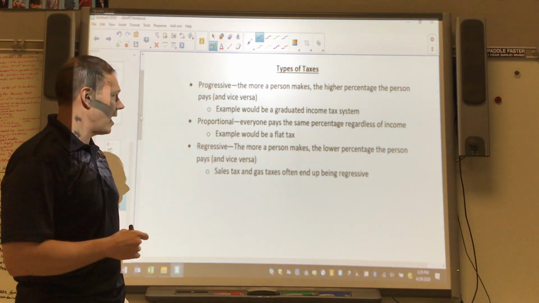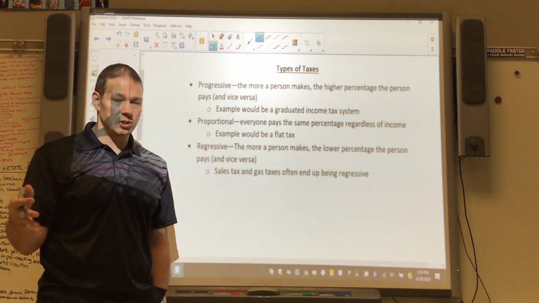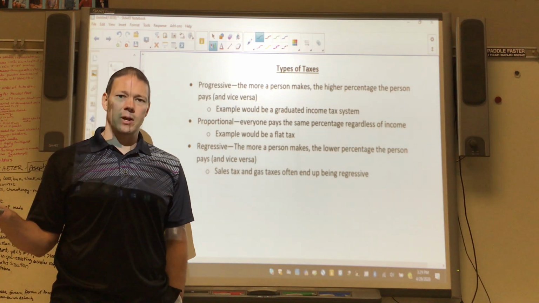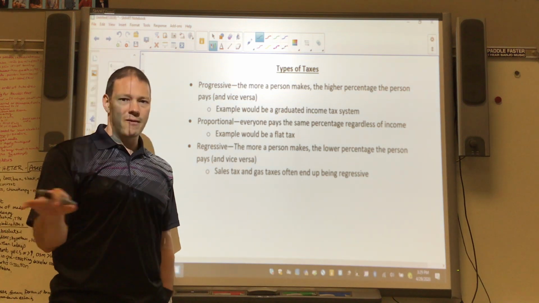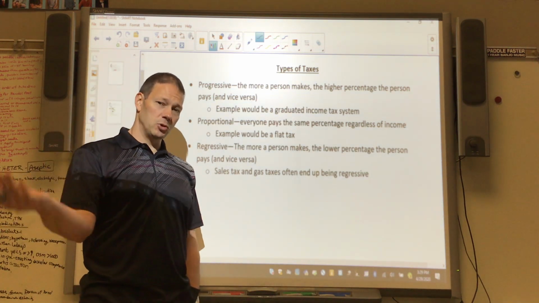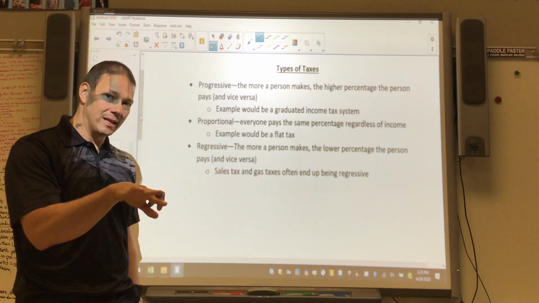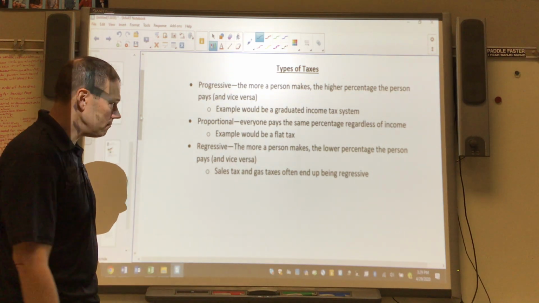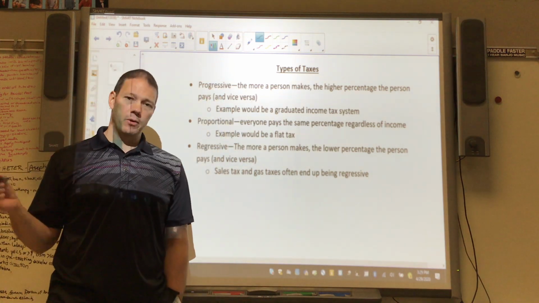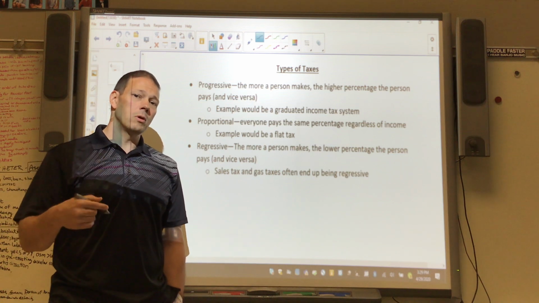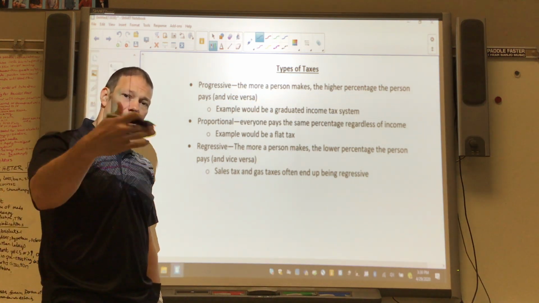Proportional, sometimes called the flat tax, everyone pays the same percent. This would be if we set up our income tax such that, say, everybody paid 10% of their income, whether you make $1,000 a year or $1 billion a year, everybody pays 10%. Now again, the person who makes $1 billion will pay more than the person who makes $1,000, but the percent is the same, so it's always based on percent. And then regressive is the opposite of progressive. It's where the more money you make, the lower percentage of your income you pay. And vice versa. If you make less, you pay a higher percentage of your income.